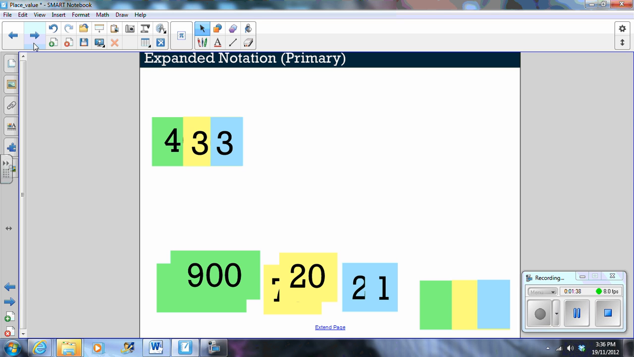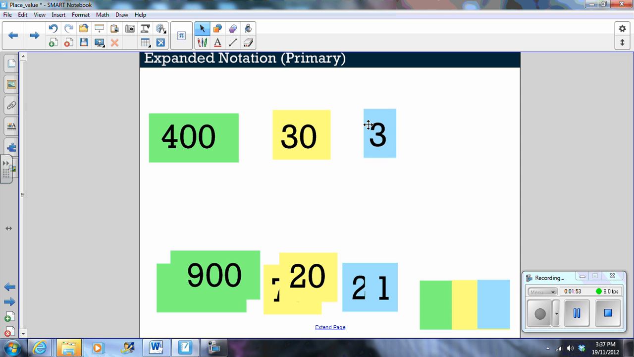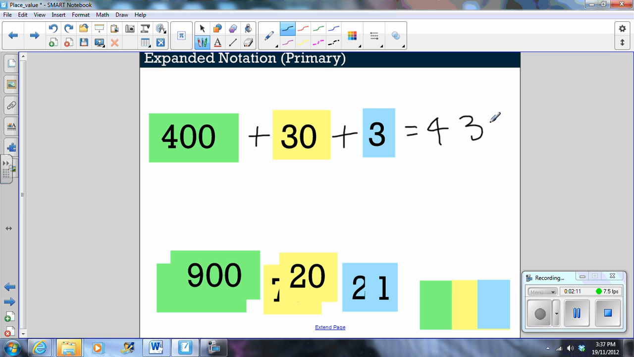On this page here, we're going to look at expanded notation. When you expand something, you make it longer. So the number we have here is 433, and if I make it longer, if I put my units, my tens, and my hundreds, I can put a plus symbol in between. Select the correct pen. So 400 plus 30 plus 3 equals 433.